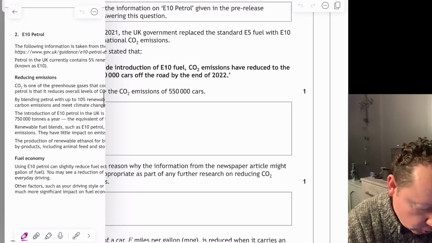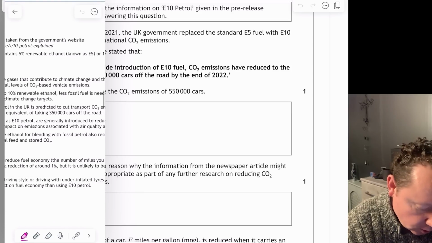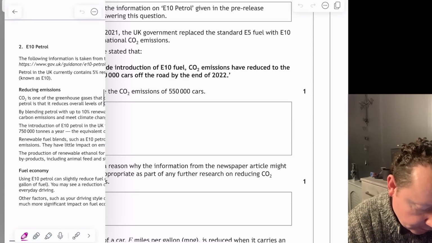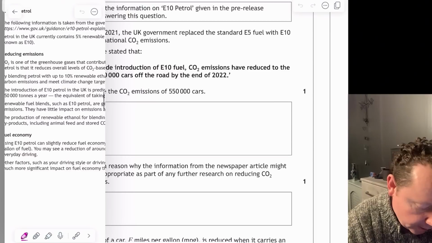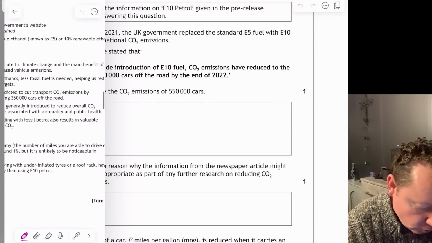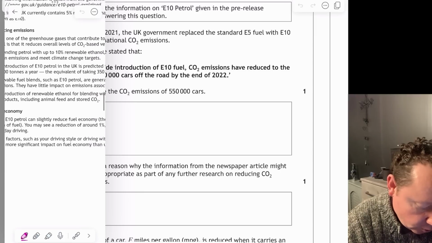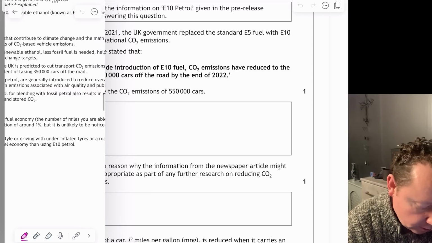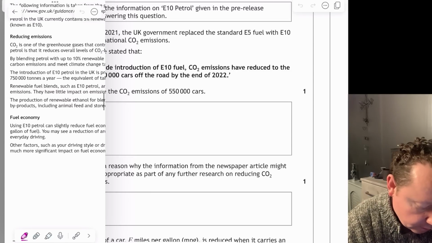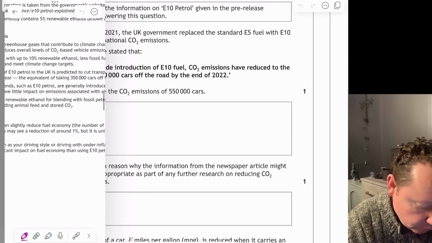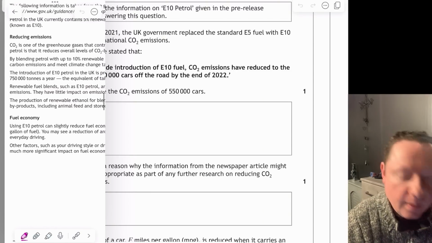And CO2 is one of the greenhouse gas contributors to climate change, and the main benefit of E10 is it reduces it. By blending petrol with up to 10% ethanol, less fossil fuel is needed, helping us to reduce carbon emissions. The introduction of E10 in the UK is predicted to cut CO2 emissions by 750,000 tonnes a year, equivalent to 350,000 cars. So there's the bit of information we need.